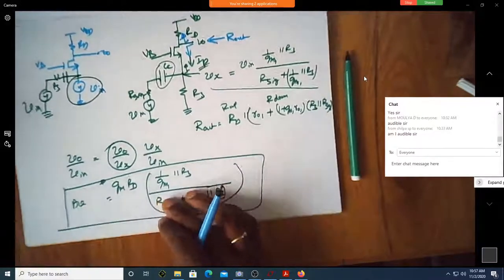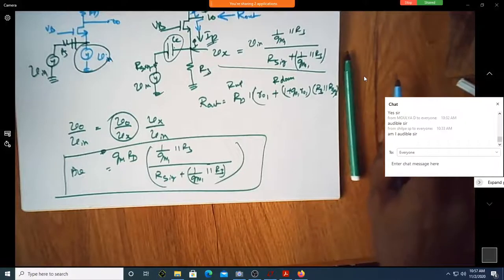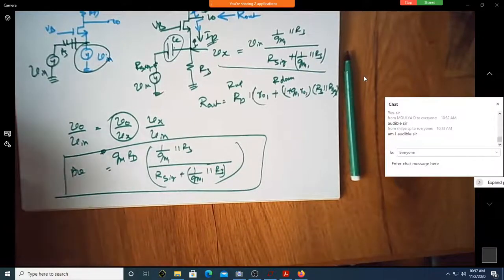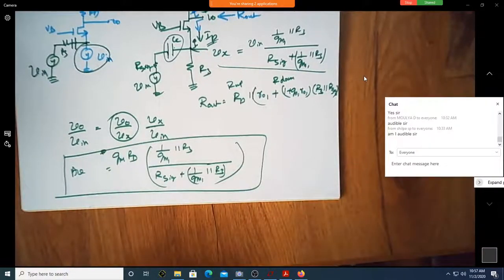Just put in the chat box, were you able to find out how to find the gain of an amplifier and Rout of the amplifier? Quickly say yes or no. If you have any doubt, let me know.